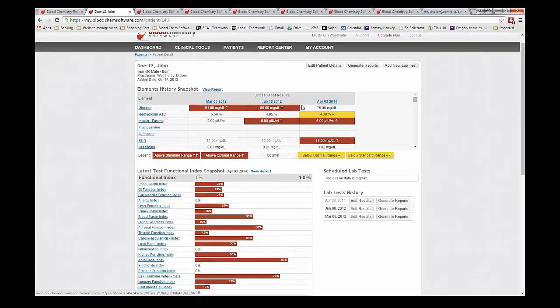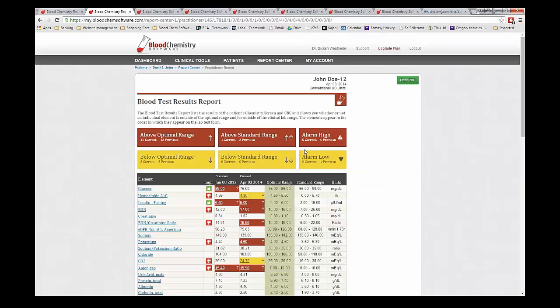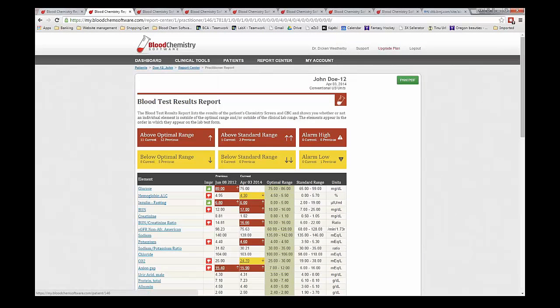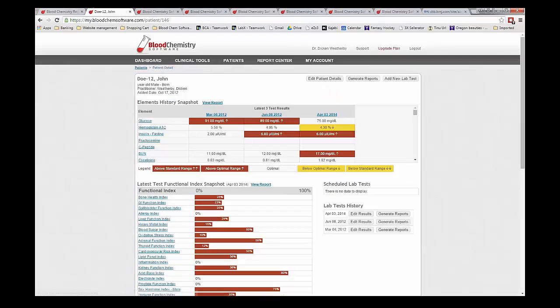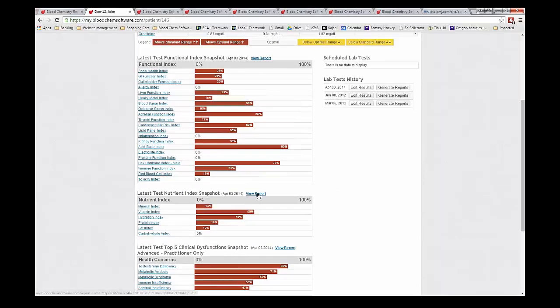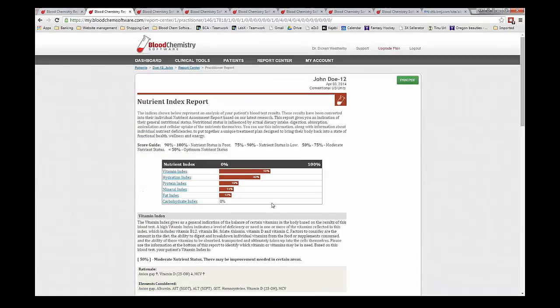Also, these hyperlinks are pretty cool. If you just want to look at a blood test results report or a report from that particular blood test, that's why we put these in there. I'm kind of straying off the point, I just want to show you some of the cool features that we've got here. You can jump in and do reports right off it. You can say, I want to look at the blood test results report, or I want to generate a report on that particular test, or I want to look at the latest nutrient index snapshot.